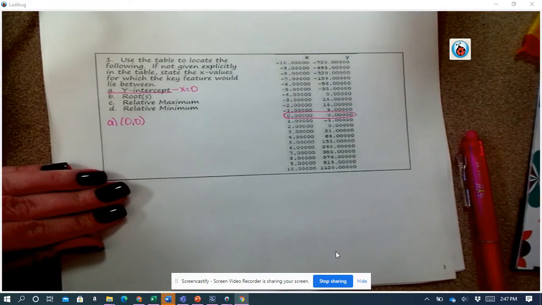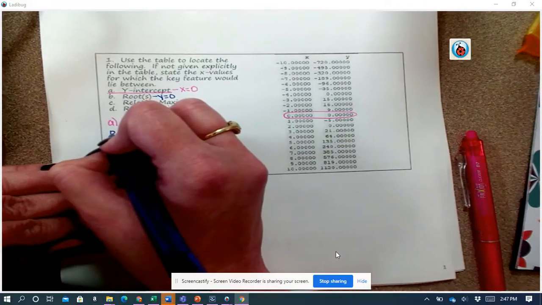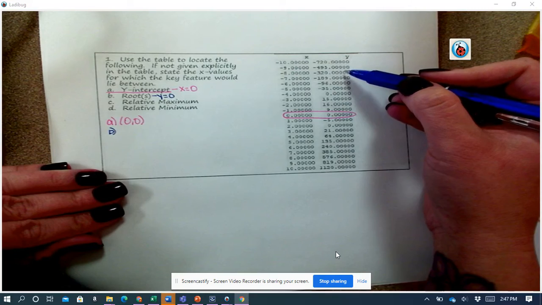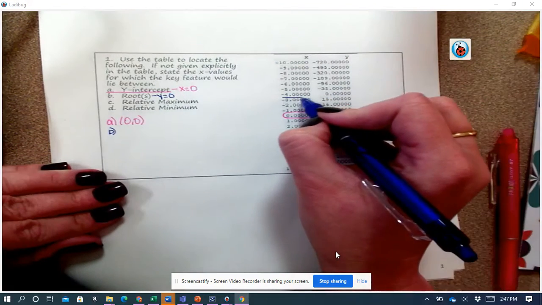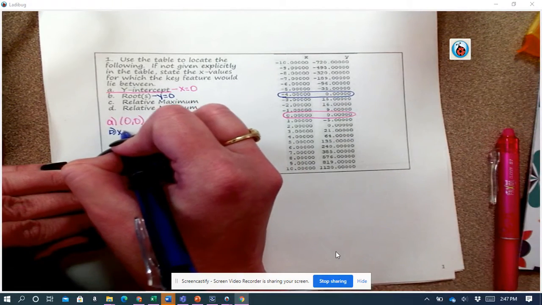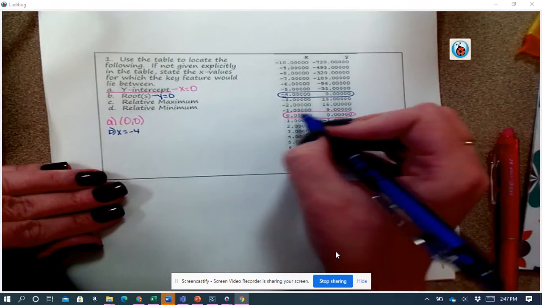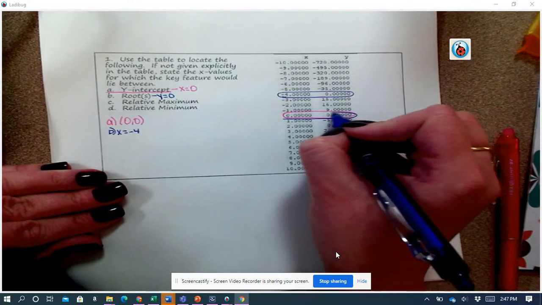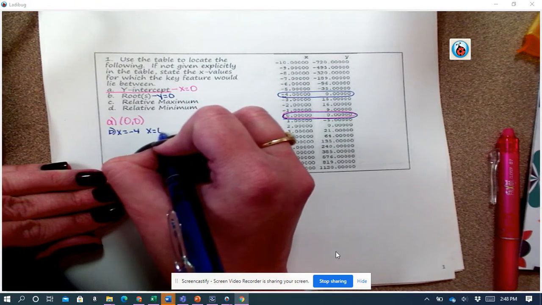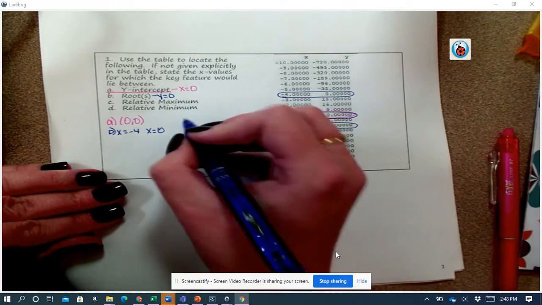Your roots. Your roots is when y equals 0 in your table. So we just look at the y's. This would mean our first root was x equals -4 because x is -4 there. Well, here's another one. That means we have x equals 0. We have another one here when x equals 2.